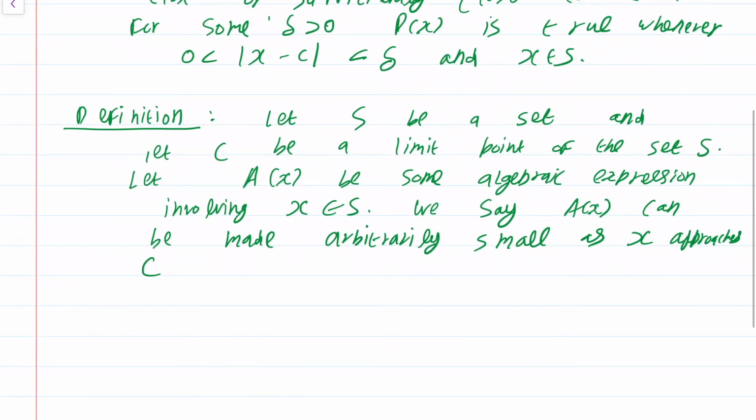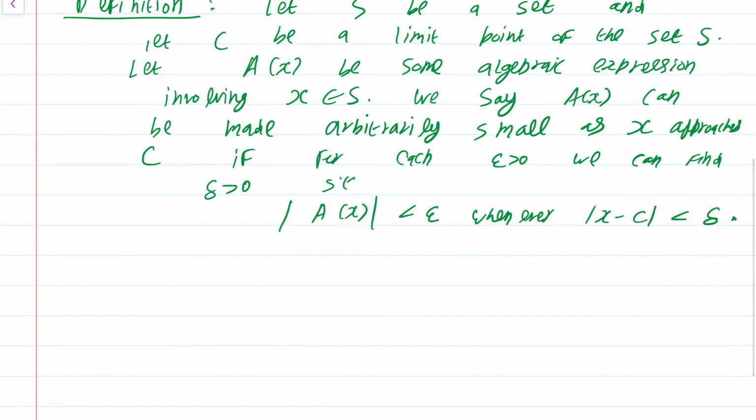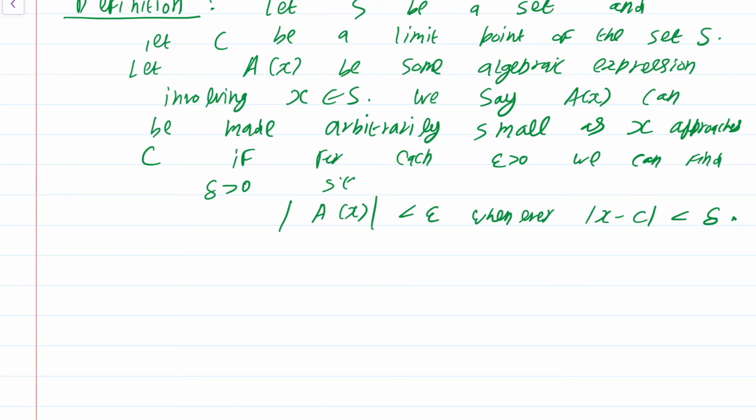Now this should be very familiar. If for each epsilon greater than 0, we can find delta greater than 0 such that mod A of X is less than epsilon whenever mod X minus C is less than delta. Okay, so this is just giving another meaning for the term limit. This is just saying that the limit as X goes to C of A of X is 0. We are just calling it can be made arbitrarily small.